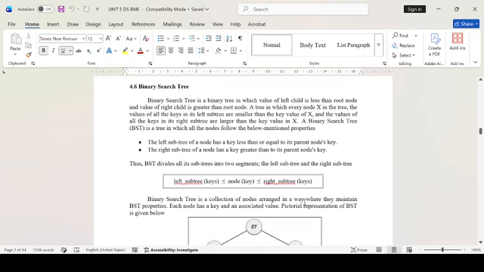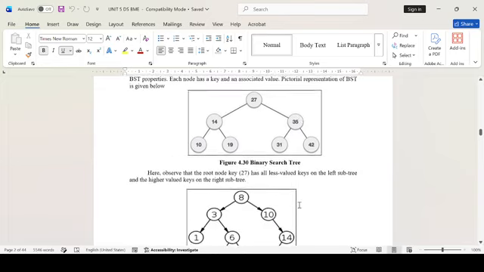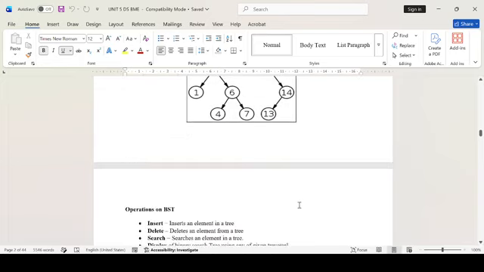Next, binary search tree. A binary search tree is a binary tree in which the value of the left child is less than the root node and the value of the right child is greater than the root node. This is the condition for each and every node in the tree. This is an example of a binary search tree.